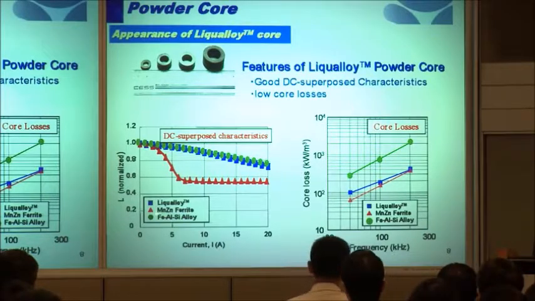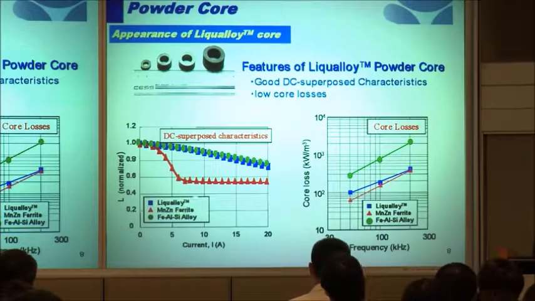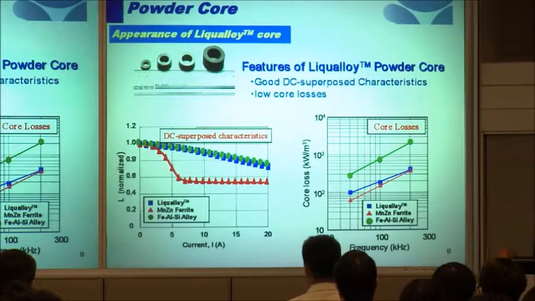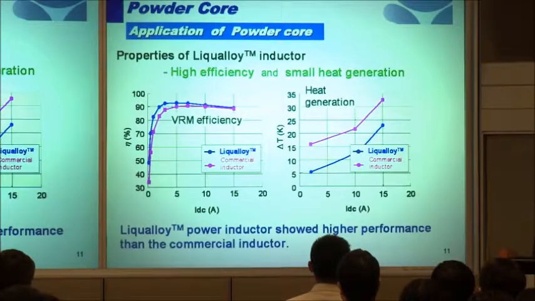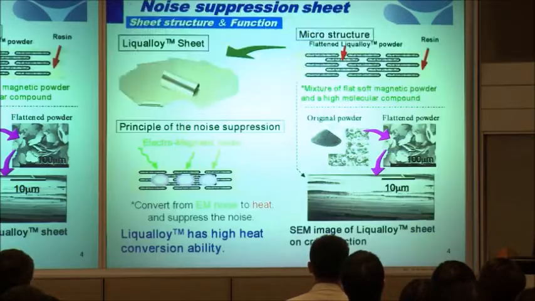So in comparison with manganese zinc ferrite and sendust, you can notice that ZrACuNi has an advantage. Therefore, ZrACuNi powder coils have been commercialized as power inductors in desktop personal computers because of higher efficiency and lower heat generation.